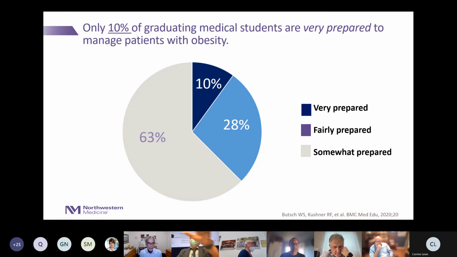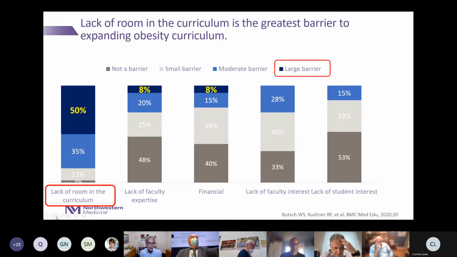Next slide. This also is staying with the medical education. The other thing we wanted to ask our medical education deans is what's the barrier to expanding obesity education? And probably no surprise to you, towards the left, lack of room in the curriculum was actually the largest barrier. 50% of the education deans said there is no room to do it. And all of us who teach in any school, we protect our turf. We don't want to give it up.